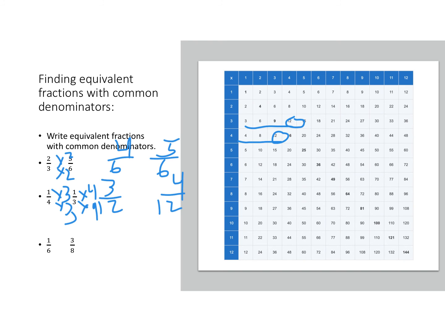Finally, I have 6ths and 8ths. So I'm going to look along the 6th and the 8ths. So I'm going to kind of draw out the 6th line and the 8th line. I'm going to look, I got 6, nope, 12, nope, 18, nope, 24. Oh, yep, there it is, 24. So I'm going to make them both into 24ths.